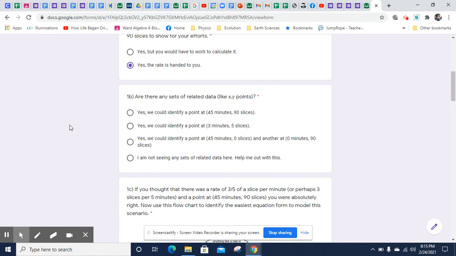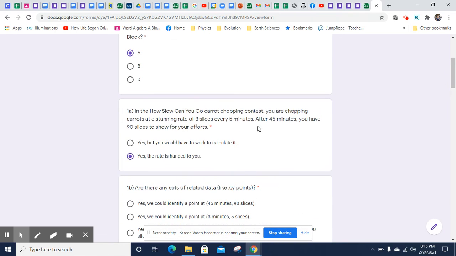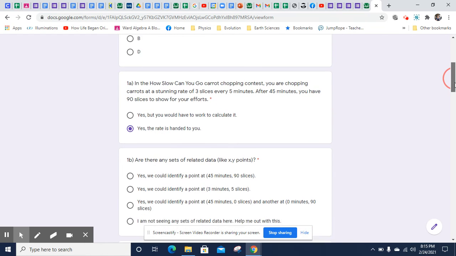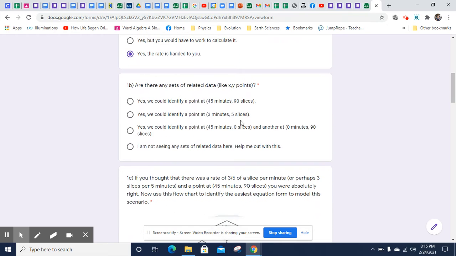Okay. Are there any sets of related data like XY points? Yes, we could identify a point at 45 minutes, 90 slices. Absolutely, that is definitely a point. The story talks about after 45 minutes, you have 90 slices to show for your effort. So 90 slices is the output and 45 minutes is the input.